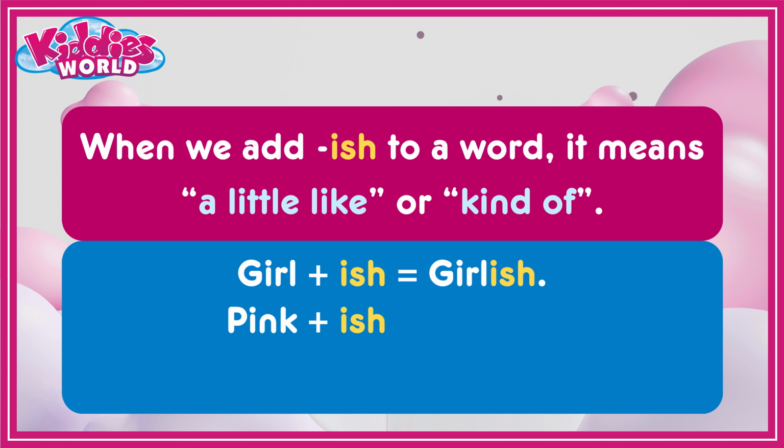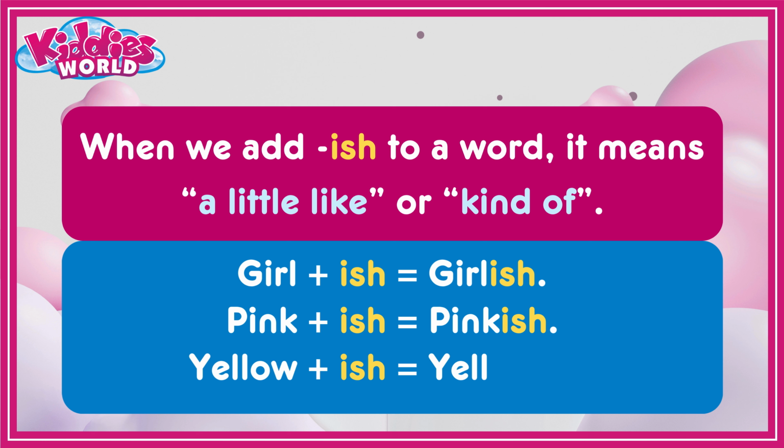Pink plus ish equals pinkish. This means the color is kind of pink, but not fully bright pink. Yellow plus ish equals yellowish. That means the color is a little yellow, not dark yellow, just a light yellow feel.